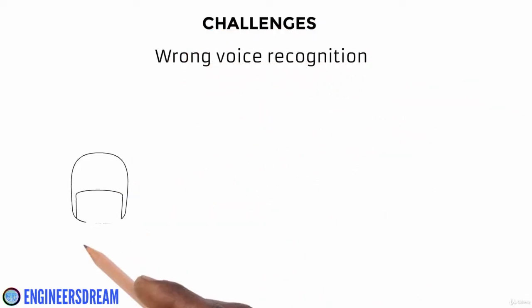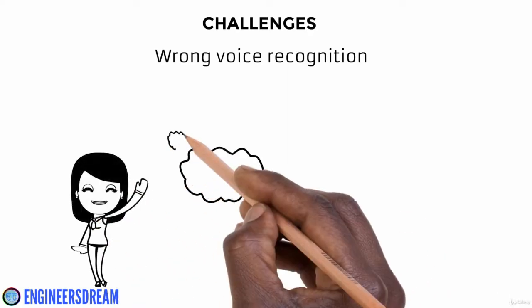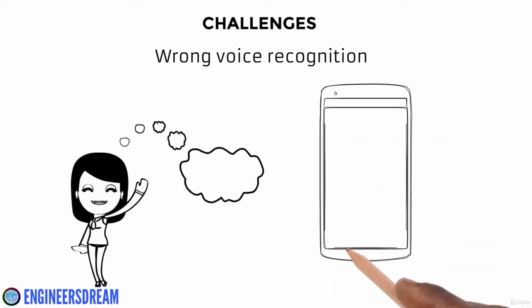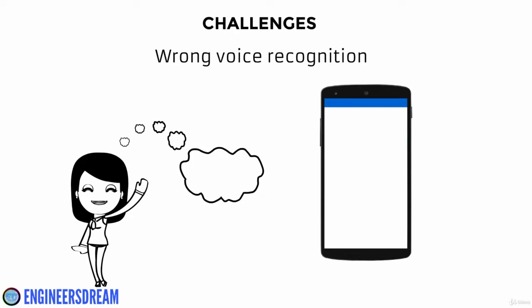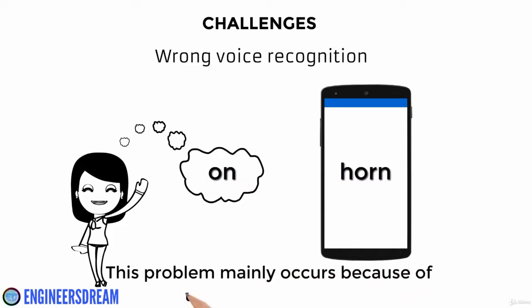One of the challenges being, you try speaking some word and the smartphone recognizes that word as something else. For example, if you speak a word front, then instead of recognizing it as front, the smartphone may recognize it as Frank. Similarly, if you speak a word on, the speech recognizer may recognize that word as horn. Now, this problem basically occurs depending on your speaking accent.